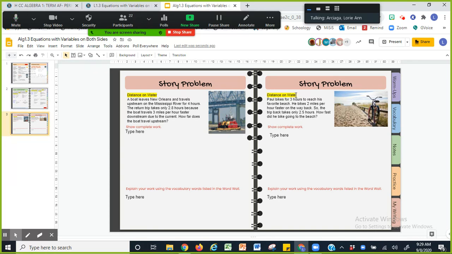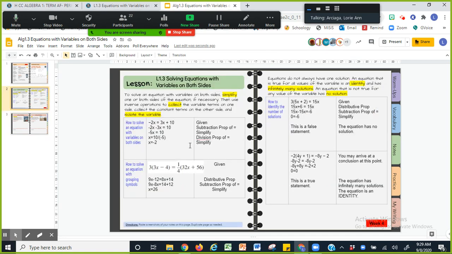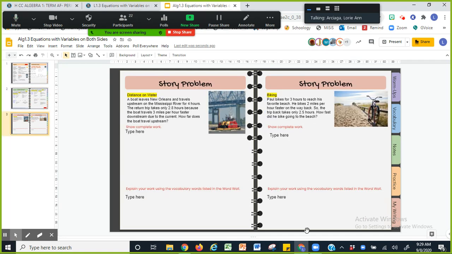Oh, I forgot to change the title of this one. Can you guys change this one? This should be biking problem. So just put biking. All right. So how are we going to use what we just learned to solve these two word problems? Go ahead and read the problem silently.